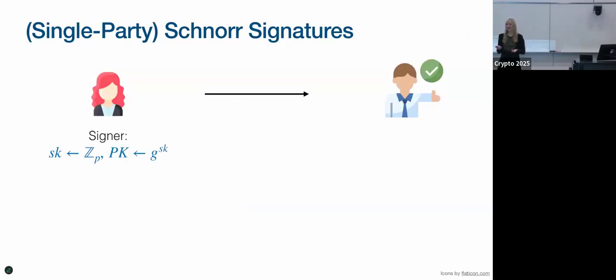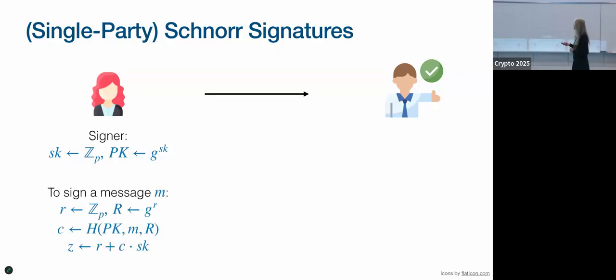And we'll just recap single-party Schnorr signatures in case some of you weren't here in the prior sessions. So for a single-party Schnorr signature, the signer first samples a secret key from some field, and their public key is some generator raised to the secret key. Now, in the context of Schnorr signatures, really this should be additive notation, not multiplicative, because it's an elliptic curve group. But anyway, this is just a simpler presentation.